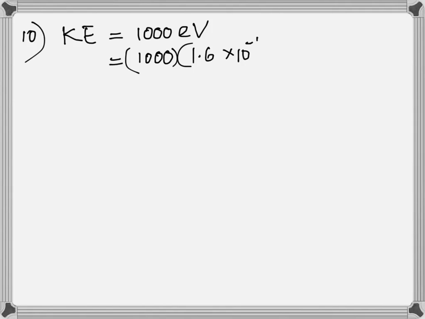Okay, here's the answer to number 10. I know you got it, but just for the sake of putting my voice on it, 1,000 electron volts. Change that into joules by multiplying with the charge of the electron. So you get 1.6 times 10 to the negative 16 joules.